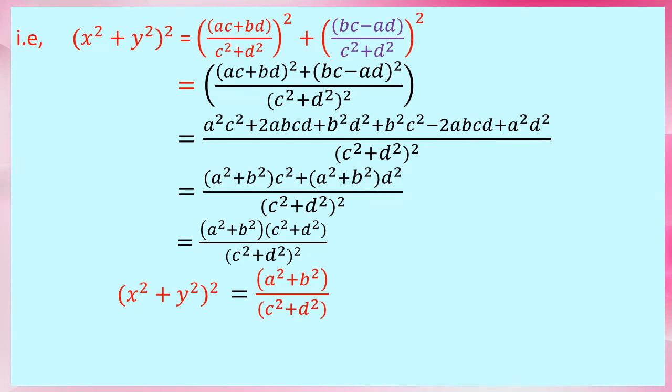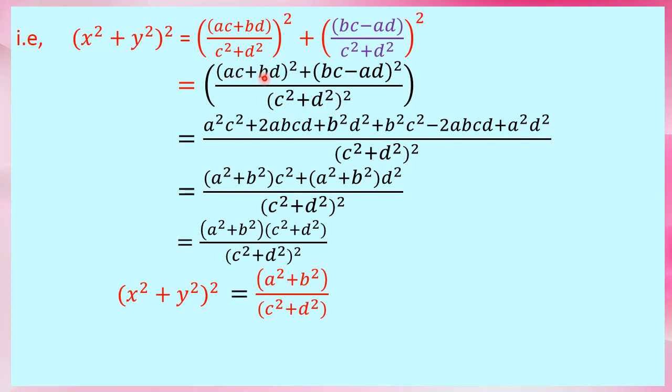That is, we will expand these terms separately, and the denominator is same for both the terms. So, we took it together in combined form. So, ac plus bd the whole square plus bc minus ad the whole square upon c square plus d square the whole square. Now, expand this bracket using a plus b the whole square and a minus b the whole square form.